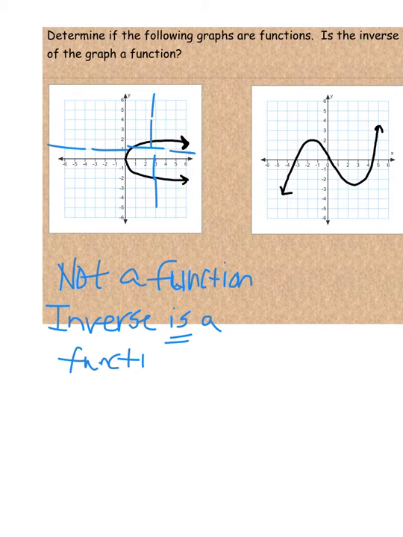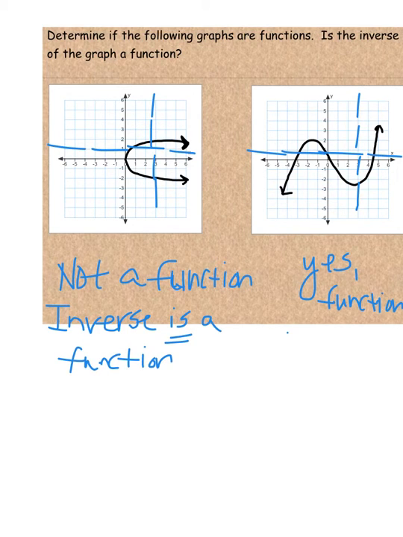If we look at our second example and perform the vertical line test, we can see that this is a function. And if we perform the horizontal line test, we can see that the inverse of this graph is not a function.